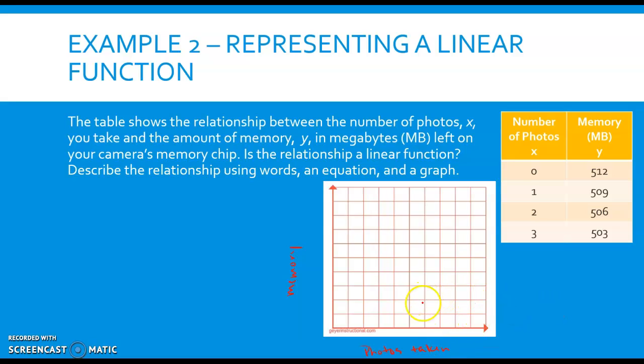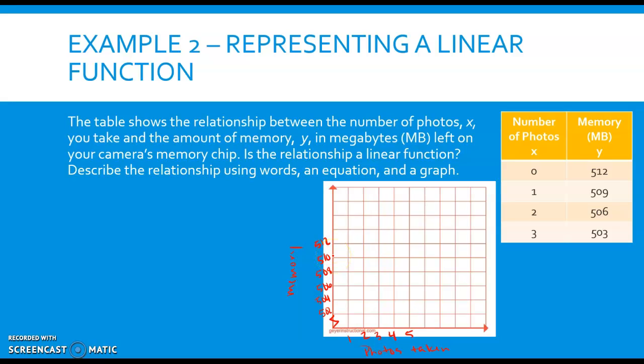I'm going to count by ones across the bottom. And we're going to count by twos starting at 500. So I'm going to make this like a little break. And then we're at 502, 504, 506, 508, 510, and then 512, because that's where we start.